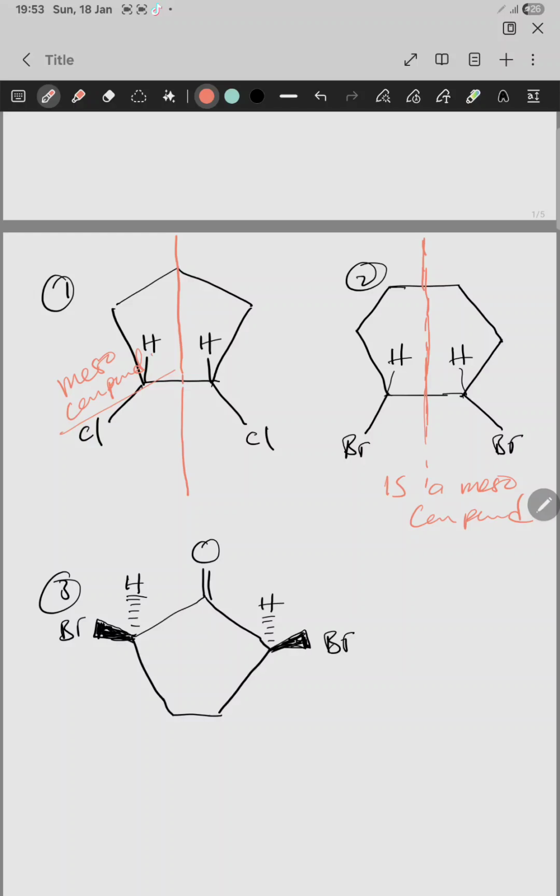And once you do so, identify if what is on this side is equal to this side, then you are going to simply say that that particular compound given to you is a meso compound. All right, that's how you can identify.